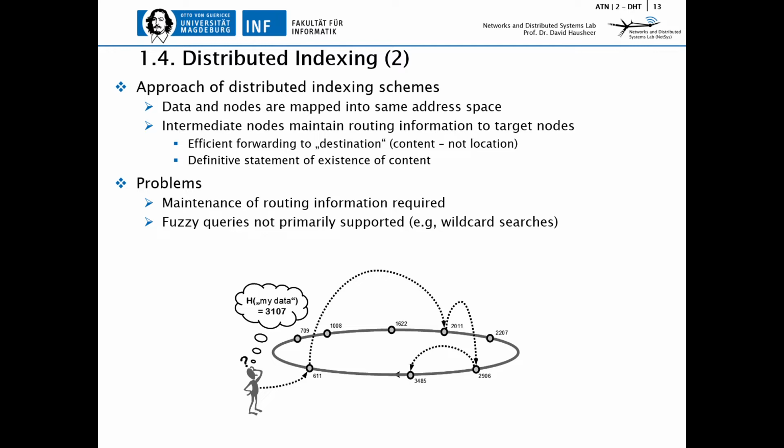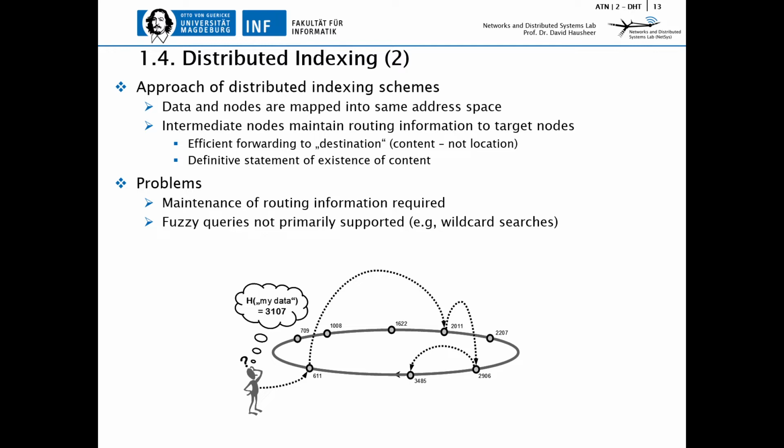This, for example, is different in the flooding-based search, because if you have not been able to reach all the nodes in the flooding-based search, you can never be sure whether you've actually reached all the nodes that potentially have the corresponding data, and you can never give a definitive statement about whether or not a particular content item exists in the network. Now, distributed indexing, or the DHT-based approach more generally, also has some problems.